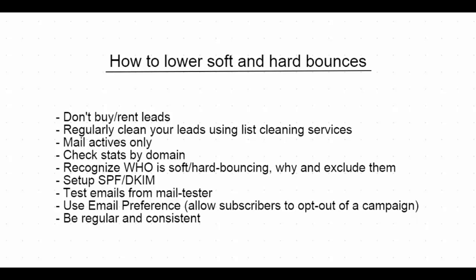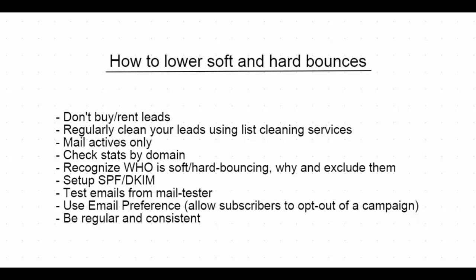Number 5, recognize who is soft and hard bouncing and why, and exclude them. So again, look at your list of people that are soft or hard bouncing, understand why, understand what's common between their behavior. Maybe they come from the same domain, maybe they haven't opened your email in a long time, that's why it's happening. So figure out what those issues are, and based on that, start excluding these people and potentially even others like them, or mail them less often.